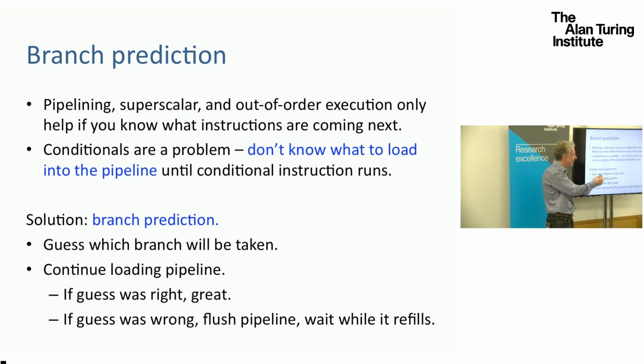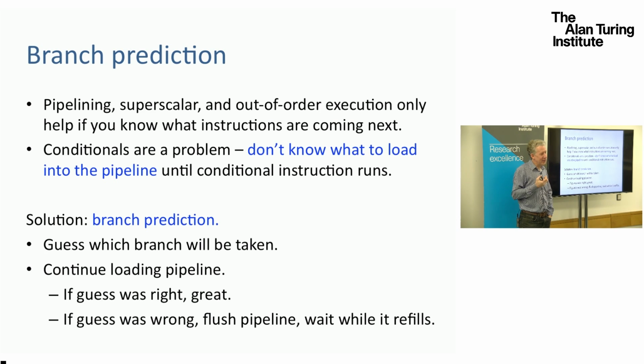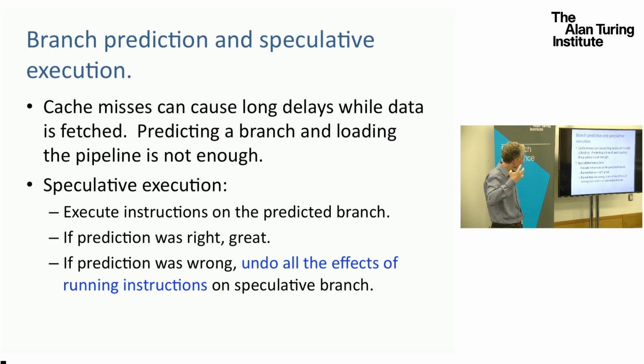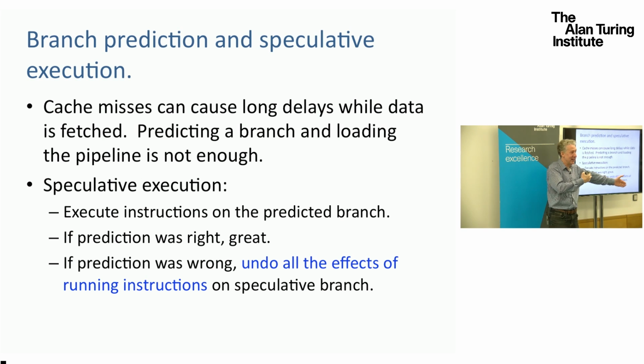Now, this isn't quite enough. All this will do is keep things in the pipeline. But remember how slow memory is? We can't really afford to wait for memory because we can only get so much stuff out of that pipeline. So what we have to do is to keep not just loading the pipeline, we actually have to start executing stuff that we don't know whether we should be executing. And that's called speculative execution. So the idea is we'll guess which branch we're going to go down. We'll start loading up the pipeline. When the pipeline is loaded, we're going to actually start executing that pipeline too, even though we don't know we should have gone that direction.